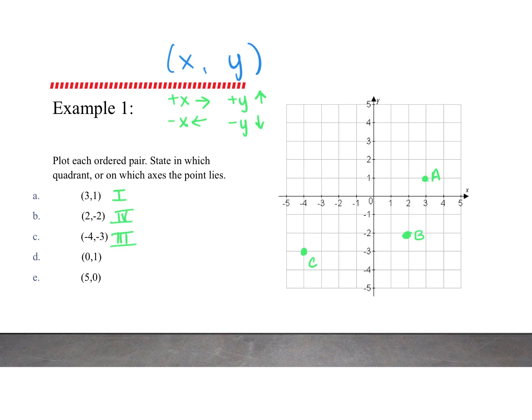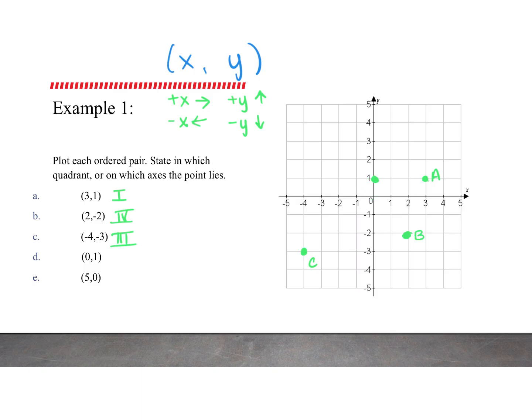Part D, we have 0, 1. For our x coordinate, we have the number 0, which means that it's not positive or negative. There's no number there, so we're not actually going to move. So we're going to stay where we are right here at the origin for our x coordinate. And for our y coordinate, it's a positive 1. So we're going to move up 1 to make our point.